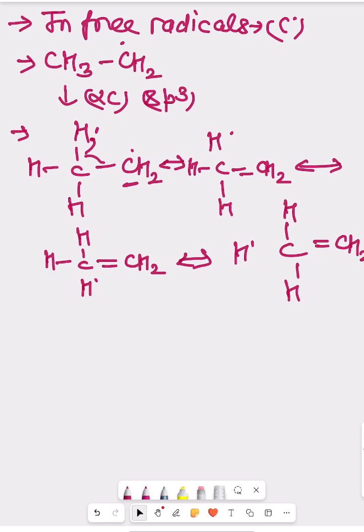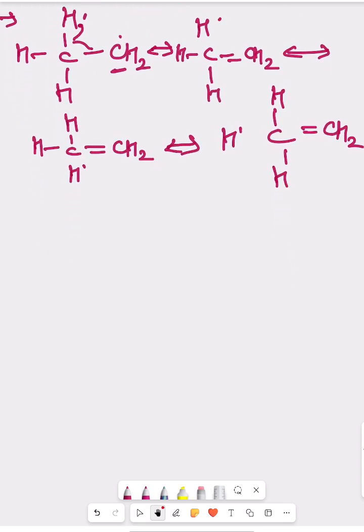This is your free radical. Now, hyperconjugation increases the stability of the molecule. The more hyperconjugative structures there are, the more stable it will be. You must be thinking why we are studying hyperconjugation.